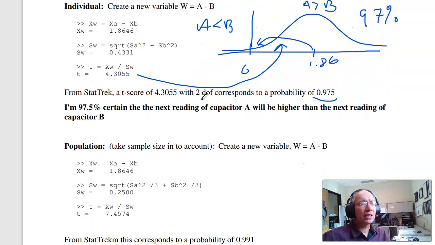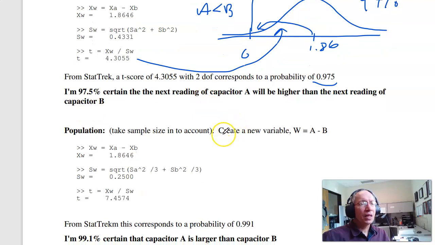A second way to analyze this is the population. Capacitor A does have some value. I don't know what it is, but there is some value. As my sample size increases, I get a better and better idea what the value is. So I need to take sample size into account. For populations, you divide the variance by the sample size. So I get a new variance of W, a new standard deviation for W. Find the new t-score. I'm 7.54 deviations away.